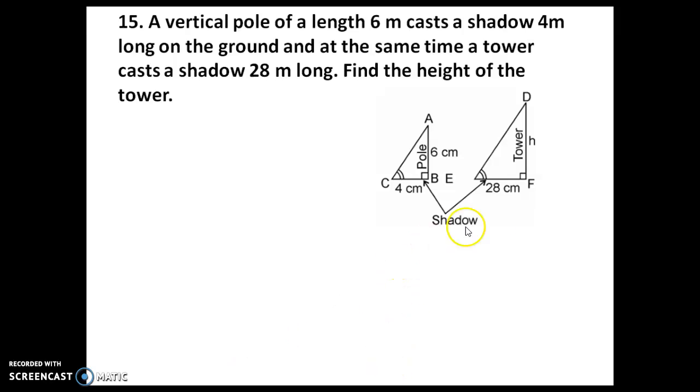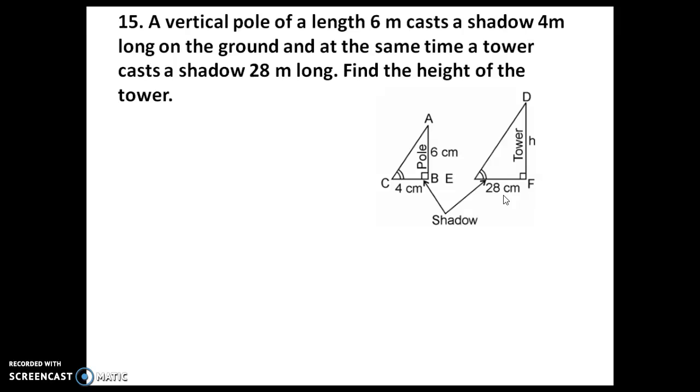So the diagram is shown here. Take AB as a pole, and DF as a tower. Both are of different height. At the same time, because of the sun, the shadow is casted. The length of both the shadows is given. The first shadow is 4 meter. Actually here centimeter is written, it's wrong, it's 4 meter. And here 28 meter.